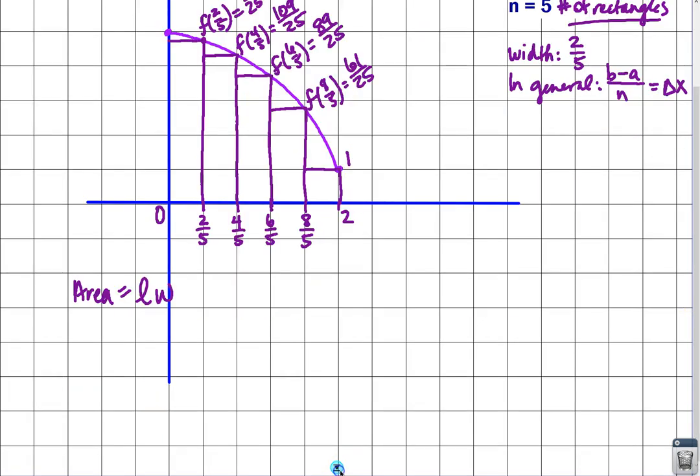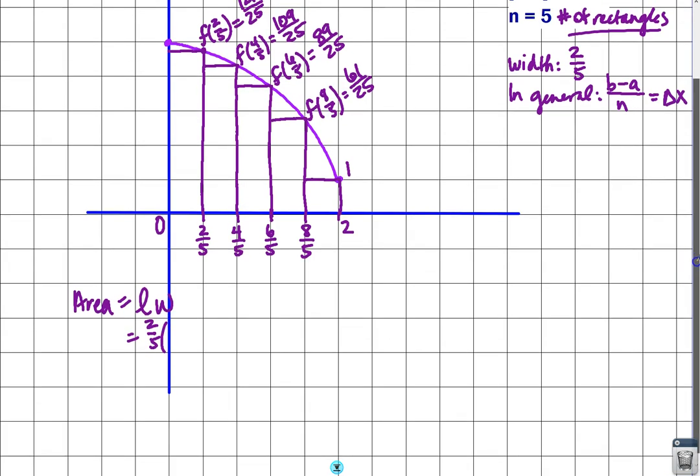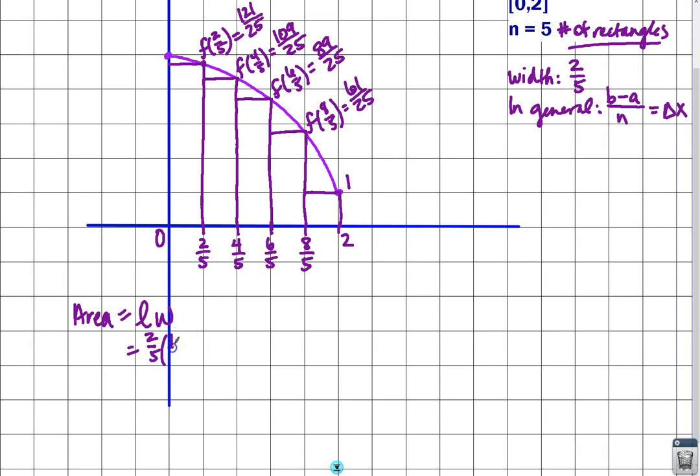Let me scroll down here. So then my first rectangle is going to be 2/5 times 121/25, plus this rectangle is 2/5 times the height, which is 109/25, 2/5 times 89/25, 2/5 times 61/25, and then 2/5 times 1.